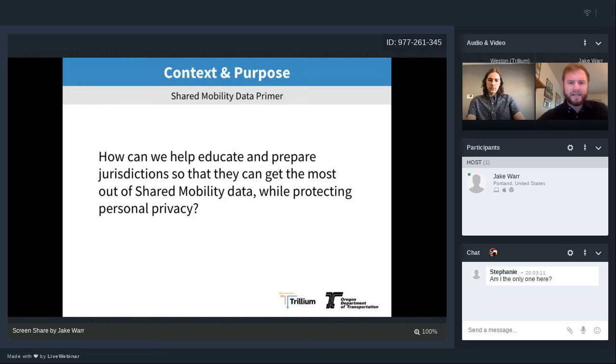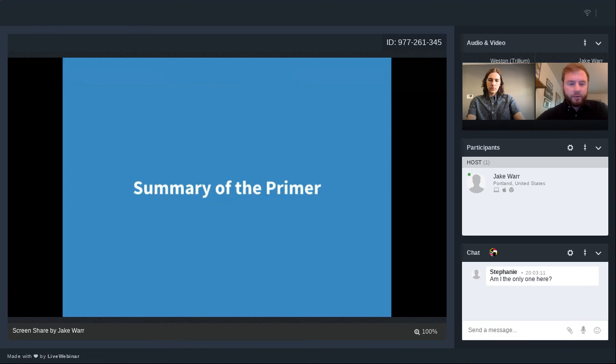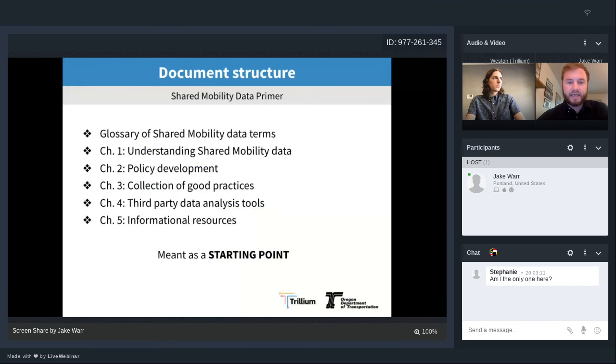But then just general privacy, I think people want to be able to go about their business without being able to be identified as what they're doing. So we decided to create this primer as part of this ODOT and using an ODOT Innovations grant. And the structure of it has essentially 6 sections.